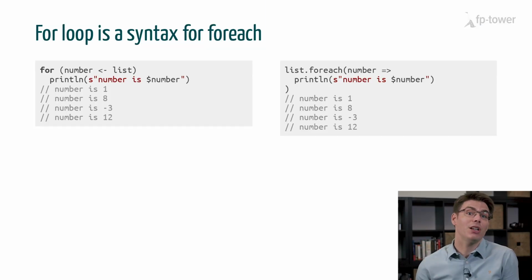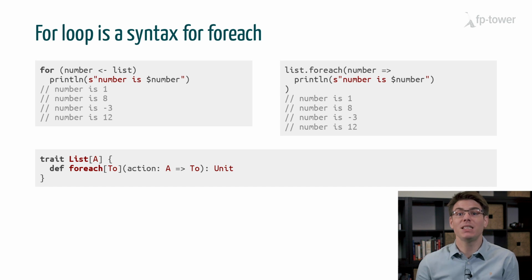Okay, so now the question is: is the for loop hard-coded to list? Or can we use it on any data structure, such as array or vector? Or even on custom data structures that we have created ourselves? It turns out that the for loop is just an alternative syntax for the function foreach, which we can see here. This means that we can either use for loop or foreach. It doesn't matter, it's just a question of style.